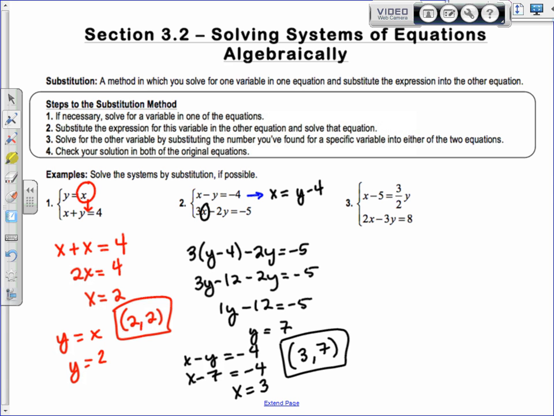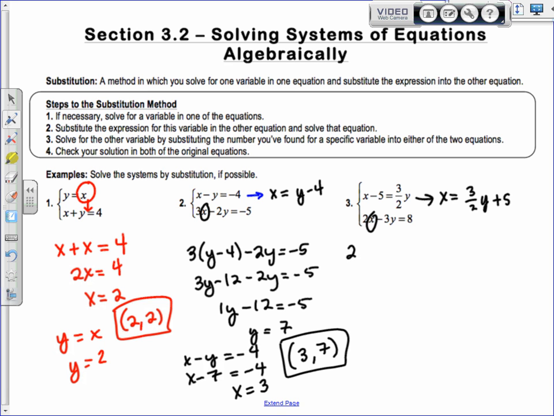All right, so the next one, so I have x minus 5 equals 3 over 2 y, and I have 2x minus 3y equals 8. Okay, so one of the variables is really easy to get by itself. It looks like x is. Yeah, you're all over that. So I get x equals 3 over 2 y plus 5. Yes, there's a fraction. I think we'll be all right. We can handle it. All right, so I'm going to replace my x with 3 over 2 y plus 5.